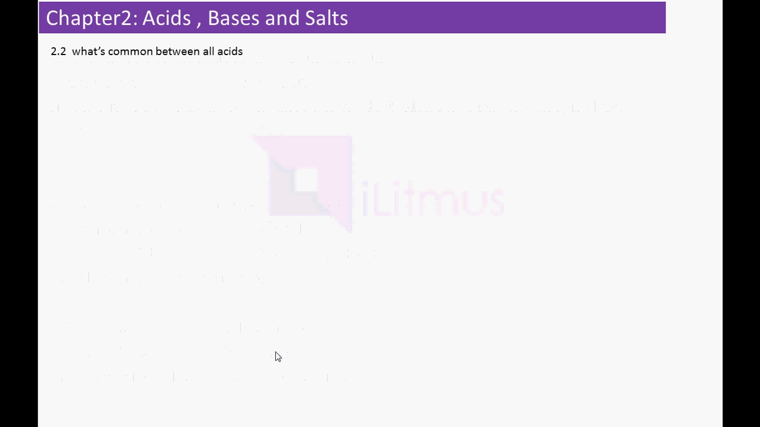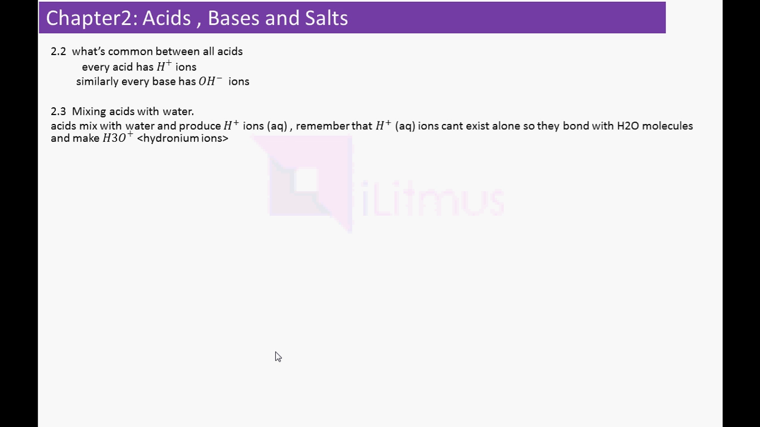What's common between all acids? Every acid has H plus ions, because an acid is always defined by having H plus ions. If H plus ions are not there, it cannot be an acid. Similarly, every base has OH minus ions. Mixing acid with water, what happens? When you mix acid with water, H plus ions get ionized. Say you put HCl into water, so H plus and Cl minus ions come out.